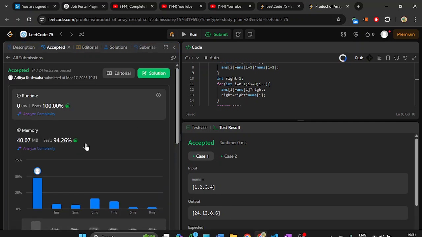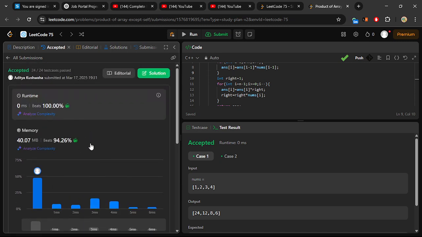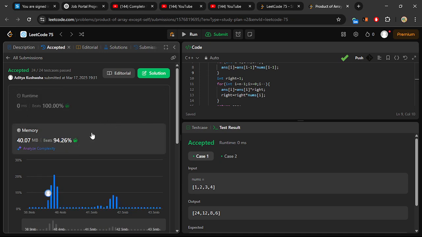So okay, let me show you. Here we didn't take any extra space. We only solved it in the same array. That's why it's also space optimized.